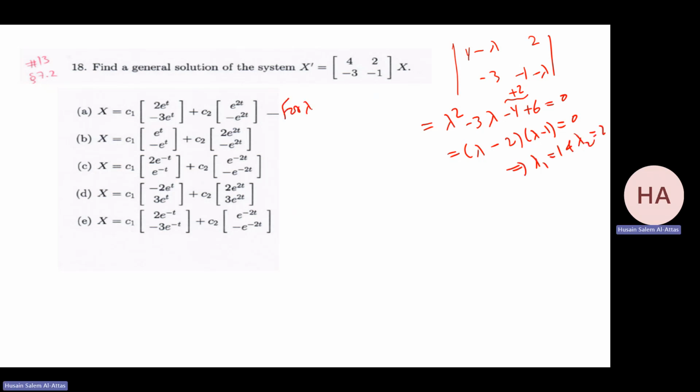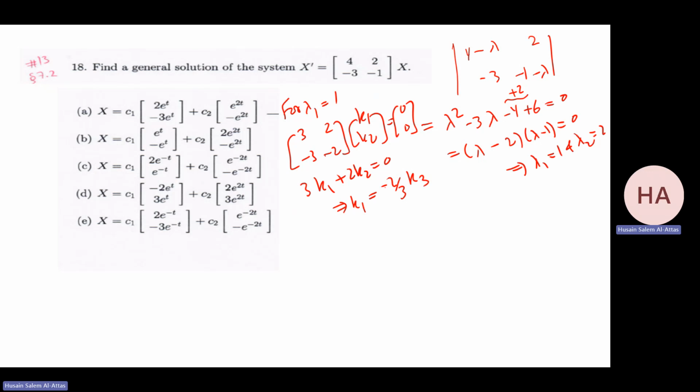Now for lambda 1 equal 1, what do we have? 3, 2, minus 3, minus 2, K1, K2. I'm doing it quickly. 3K1 plus 2K2 equals 0. So I have K1 equals minus 2 over 3 K2. So I let K2 be minus 3. I'm getting K1 equal 2. So V1 is 2, minus 3, and X1 is 2, minus 3 e to the power t.